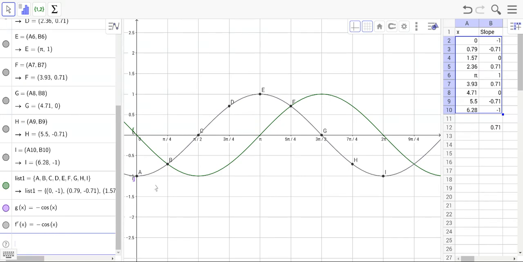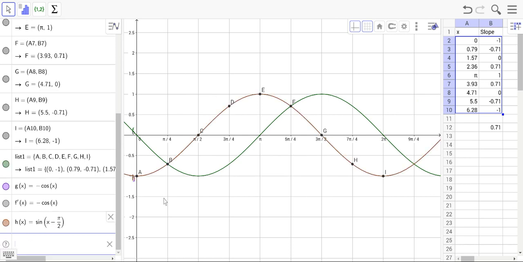Now, of course, this isn't the only possible answer. We could also notice that this function is the sine function, just phase shifted 90 degrees or pi over 2 radians to the right. So another possible answer could be sine of x minus pi over 2. There you go. Shift to the right. And you can see that lines up perfectly as well. So both of these functions work as the derivative of negative sine of x. They are both equivalent definitions. It's just whichever one you choose to use.